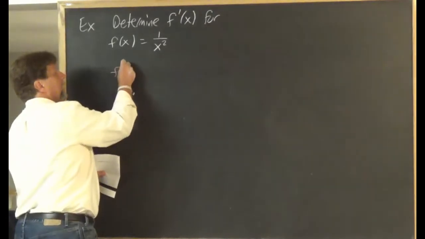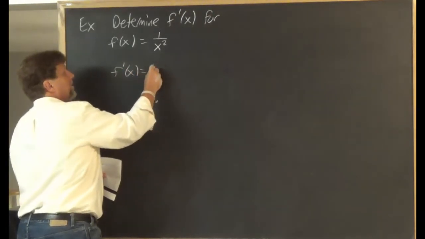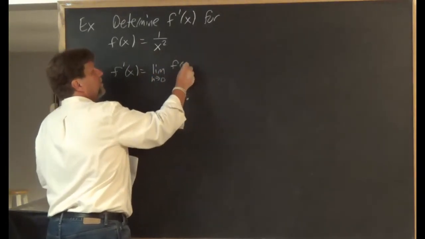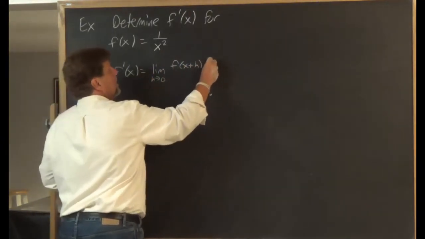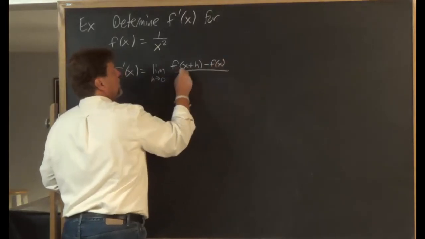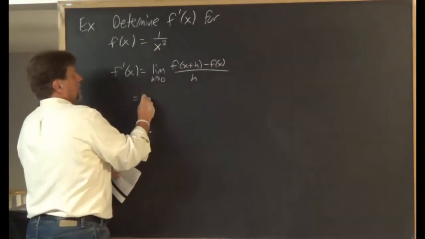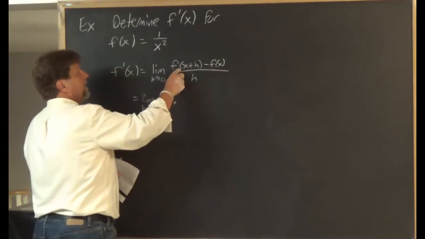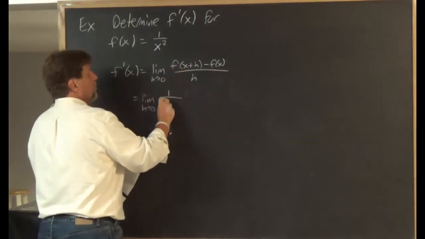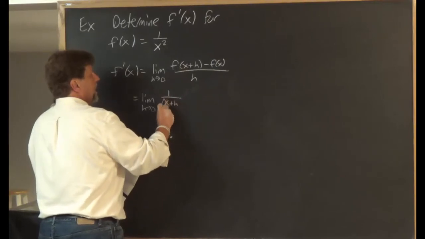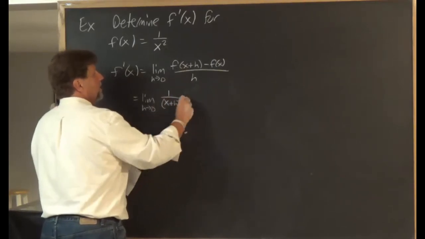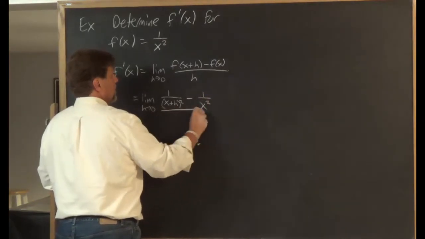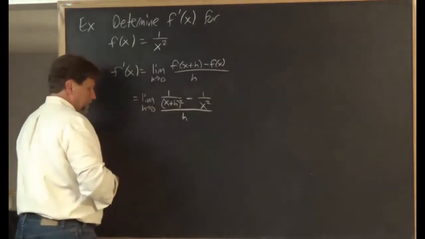So, well, here we go. f prime of x is the limit as h approaches 0 of f of x plus h minus f of x, all over h. So that's the limit as h approaches 0. Okay, f of x plus h, that's 1 over (x plus h) quantity squared, minus f of x, which is 1 over x squared, and then all over h.